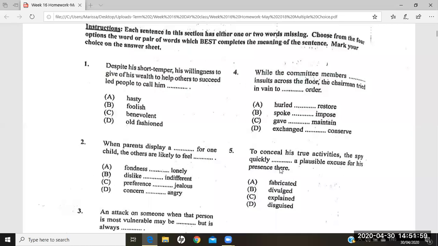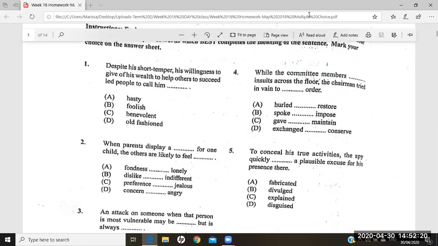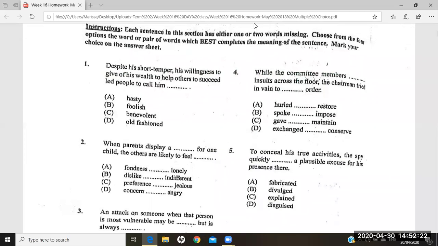Number five says the concealer's show activities is quite quickly something a plausible excuse for his presence there. So what is your response for number five? So Sanjay is helping you out. Yes, the answer is A, fabricated. Great job. I need a volunteer for the second set. I'll do it. Okay, great job, Sanjay. Wait for me to read the responses.